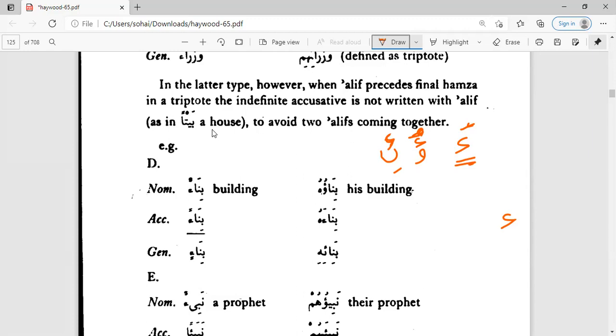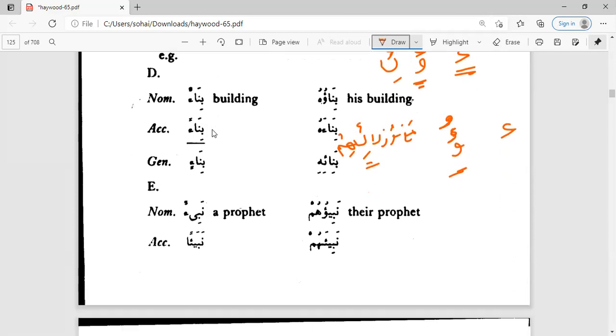It's telling you when it comes in the middle, when there's an attached pronoun after it, we write it on top of the waw if it's nominative, because Dhamma is the convenient vowel for waw. And if it comes as kasra, so if he says ma'a wuzara'ihim, it'll be like ma'a wuzara'ihim, like this. That's all it is.